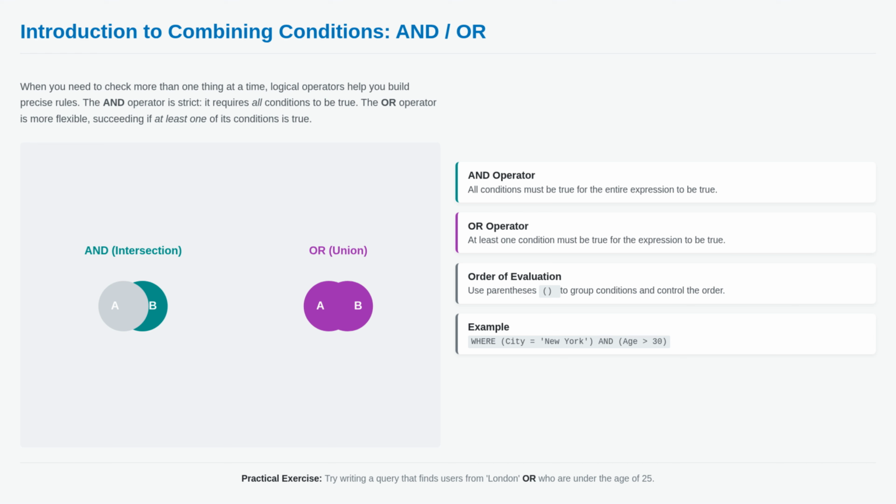What if you need to check more than one thing? The AND operator requires that all conditions be true. For example, finding books by a specific author and published after a certain year. The OR operator is more flexible. It requires that at least one of the conditions be true.